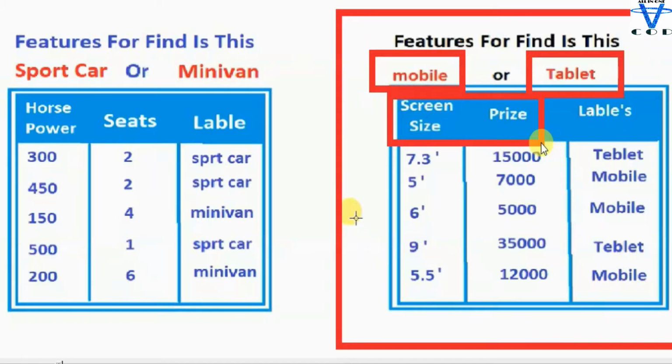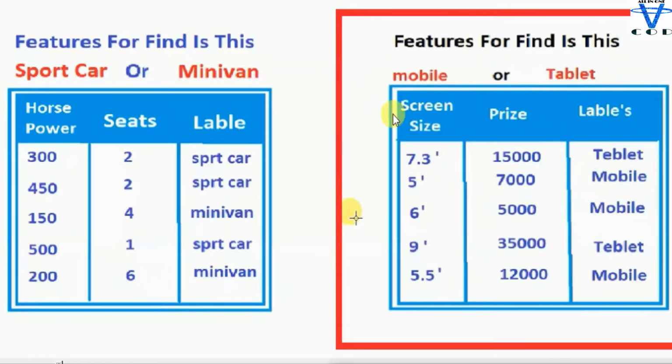Now the data says if the screen size is 7.3, meaning the screen size is big, and the price is big like 15,000, it means this is a tablet. Now you can see here this is a label. The label is the output of our data for now. And then we have a 5-inch screen size and the price is 7,000, so it means this is a mobile.